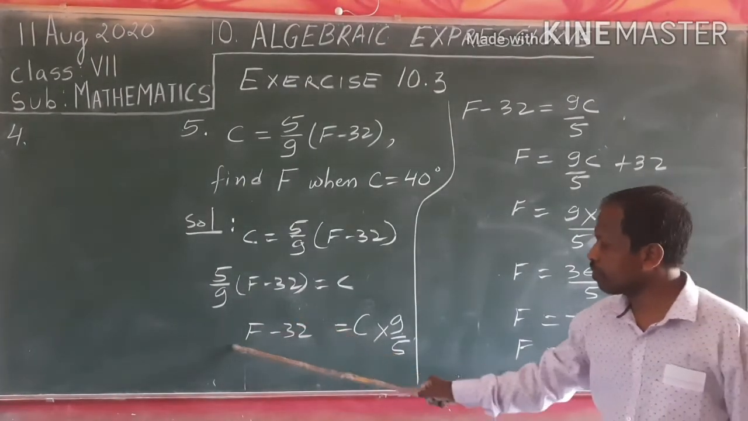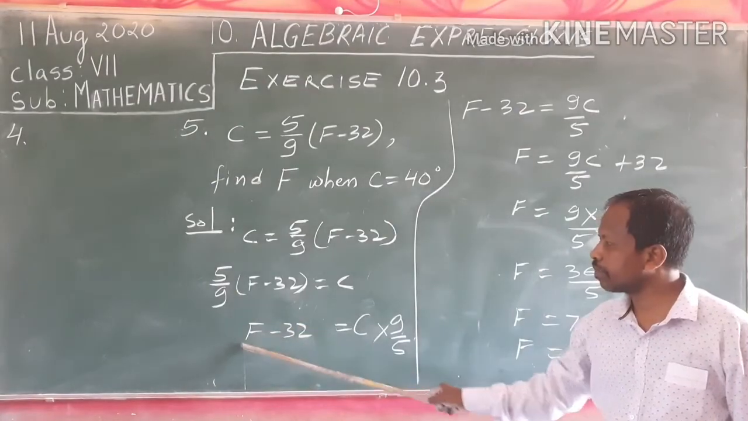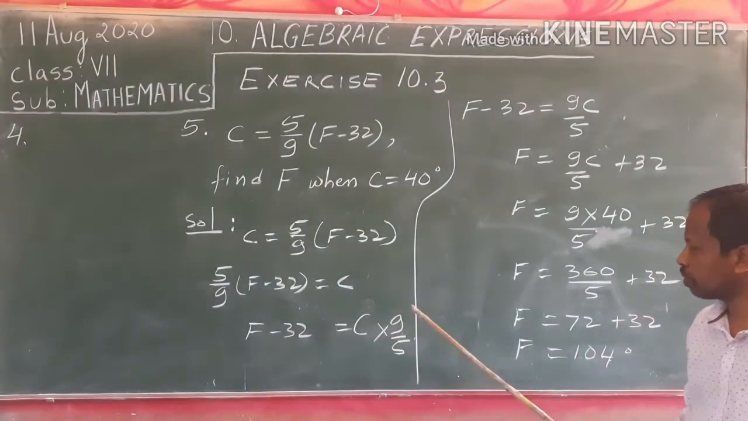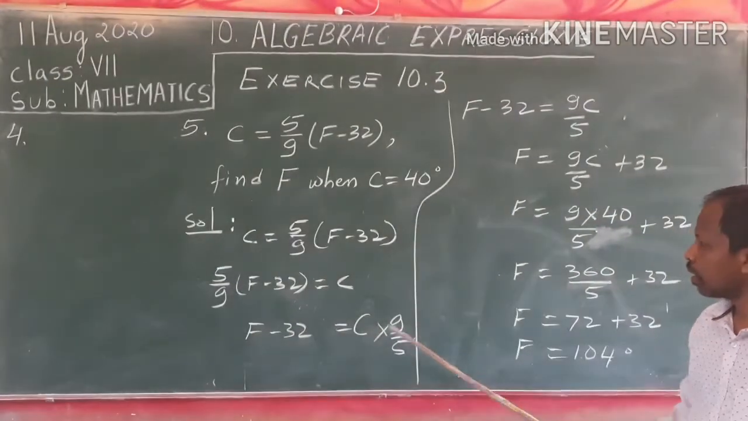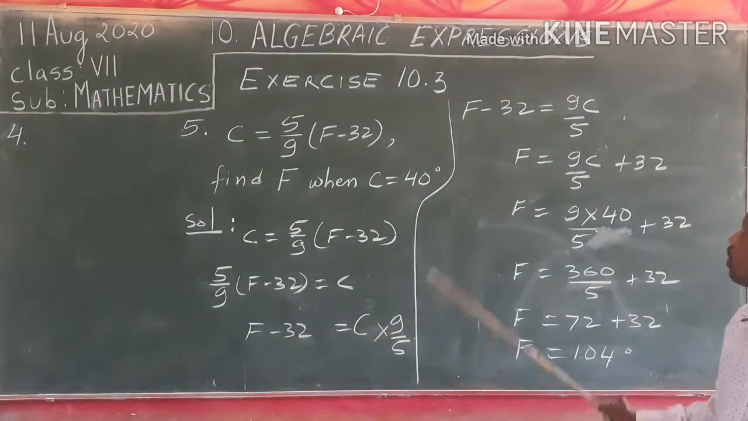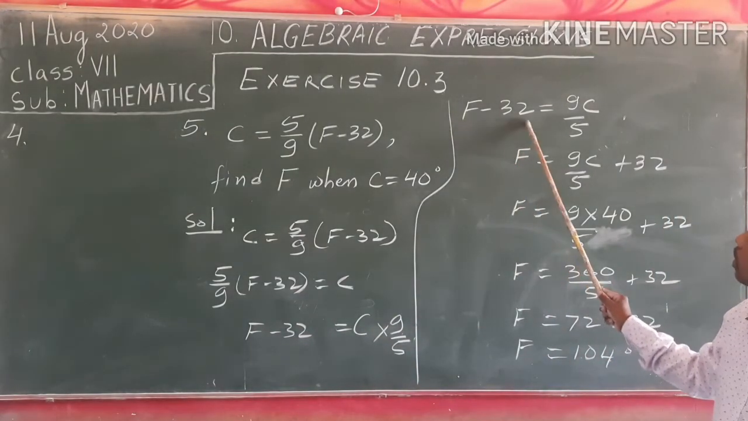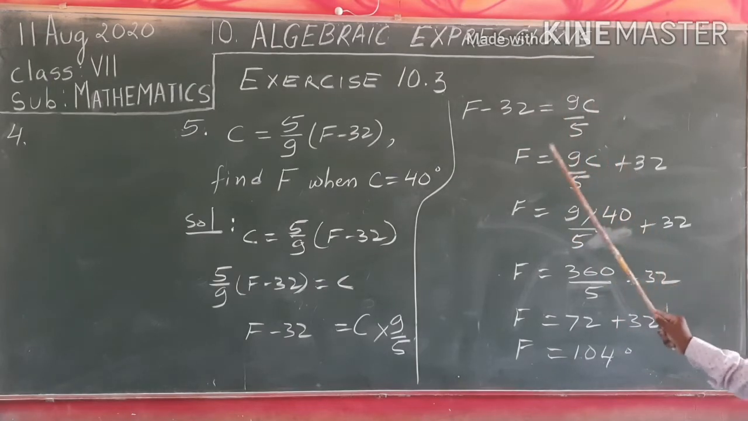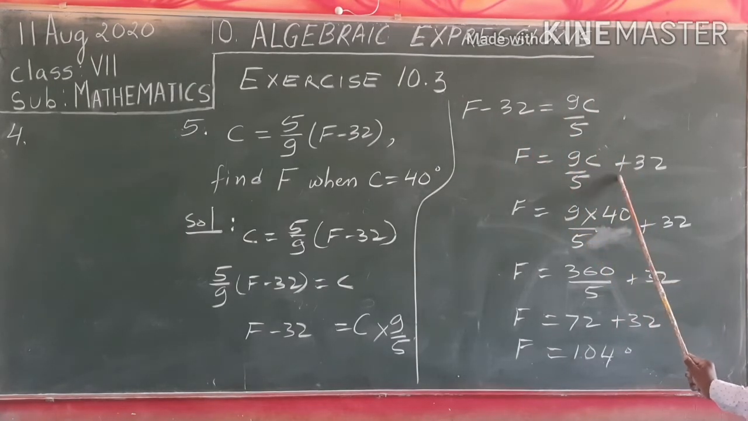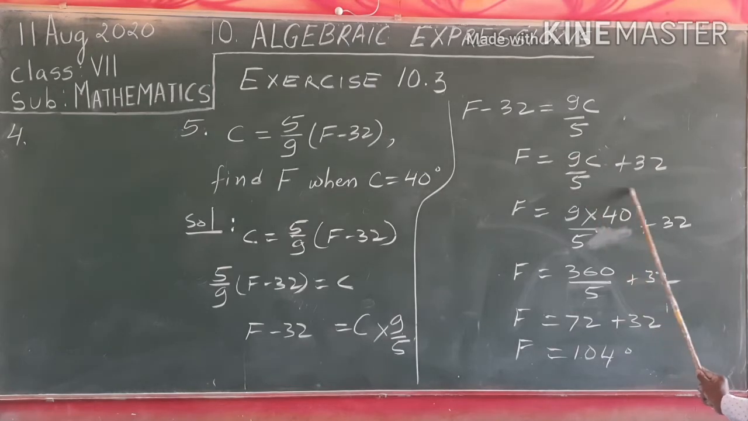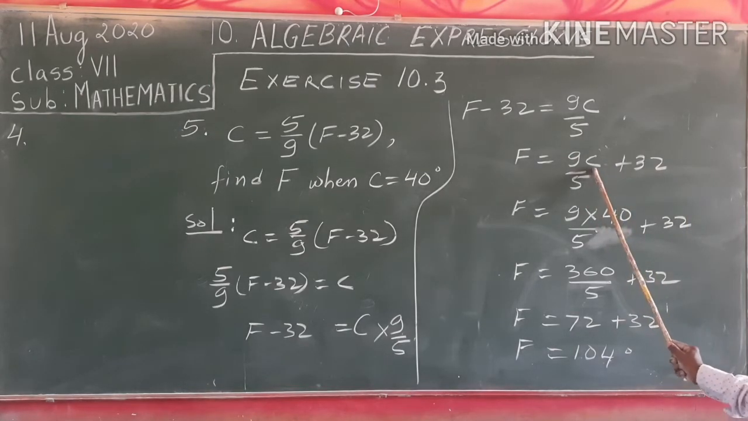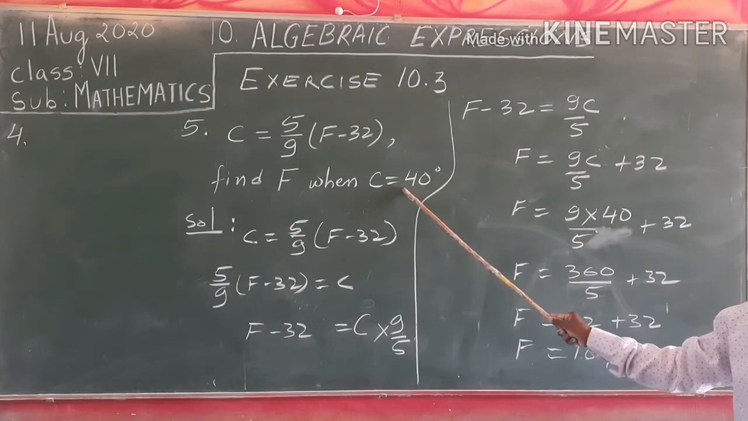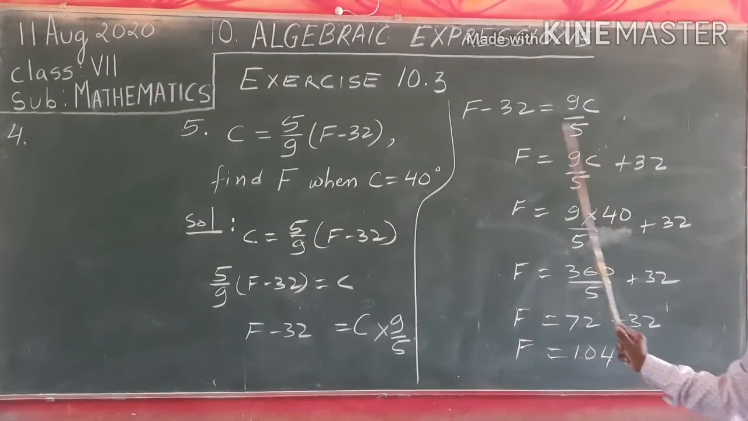Now we have to leave f alone in the left hand side. So when 32 comes to the right hand side, this minus becomes what? Plus. So further it is simplified this way. This minus becomes plus on this side. 9C upon 5. Now substitute the value of C. 40. Substitute the value of C as what?